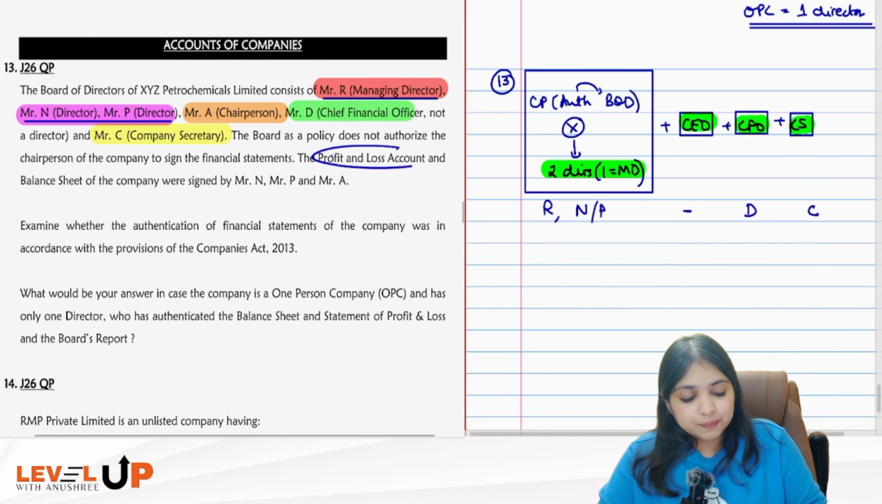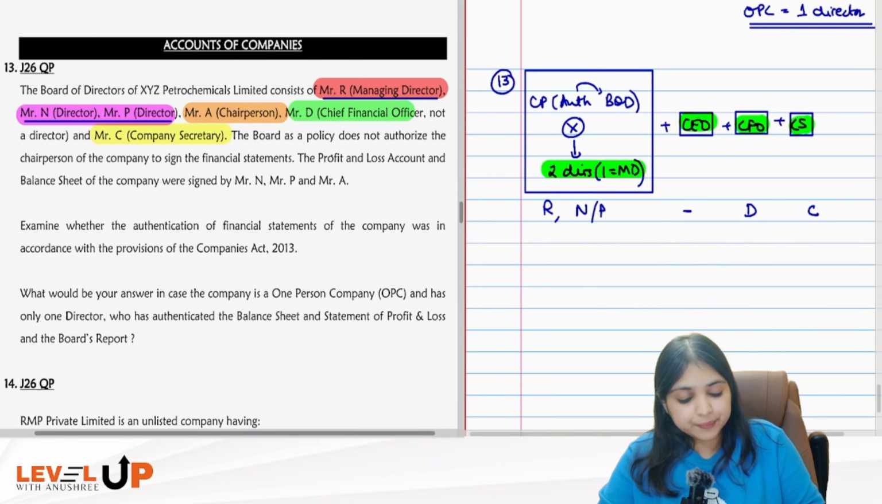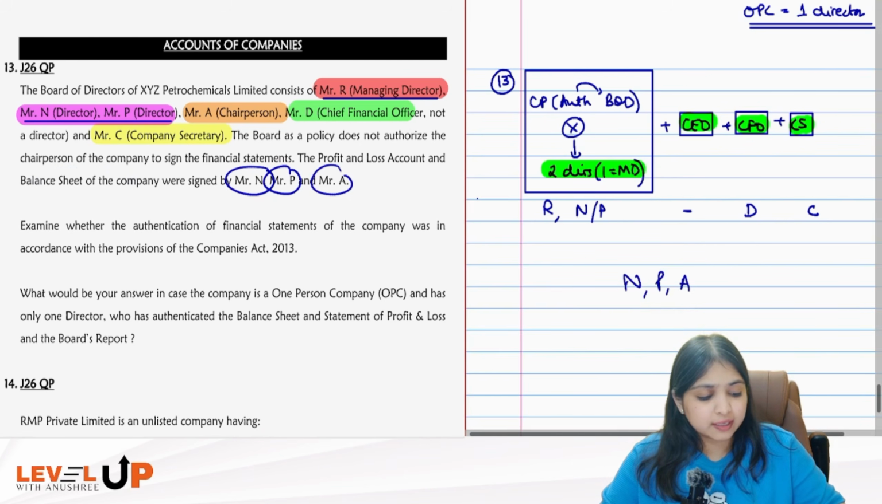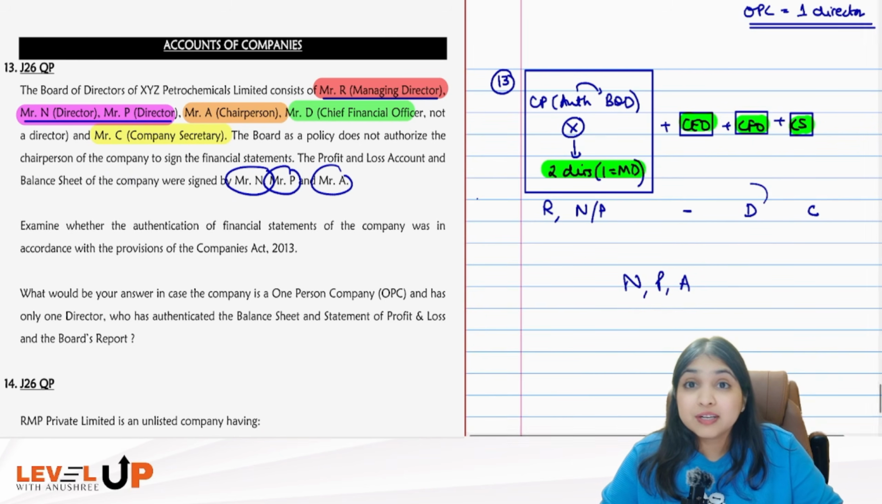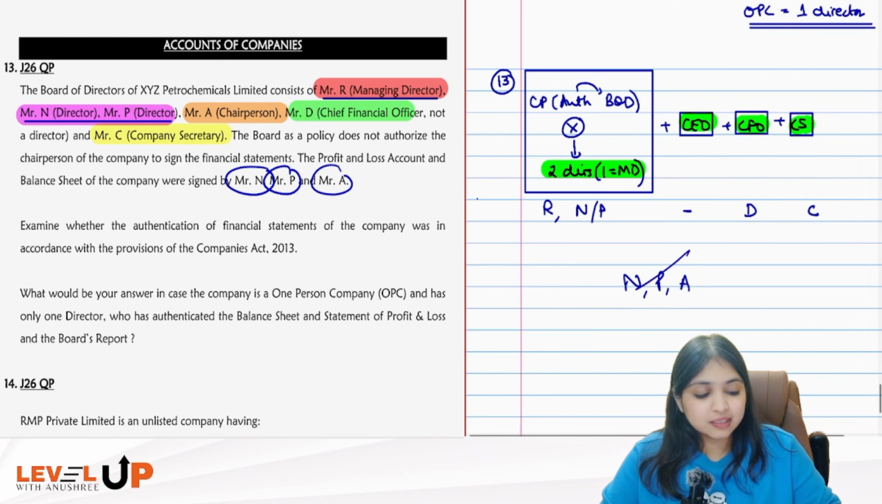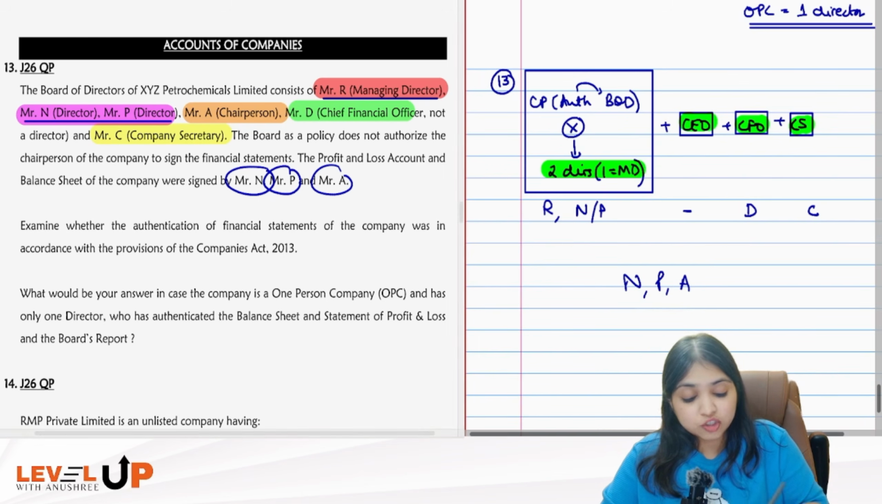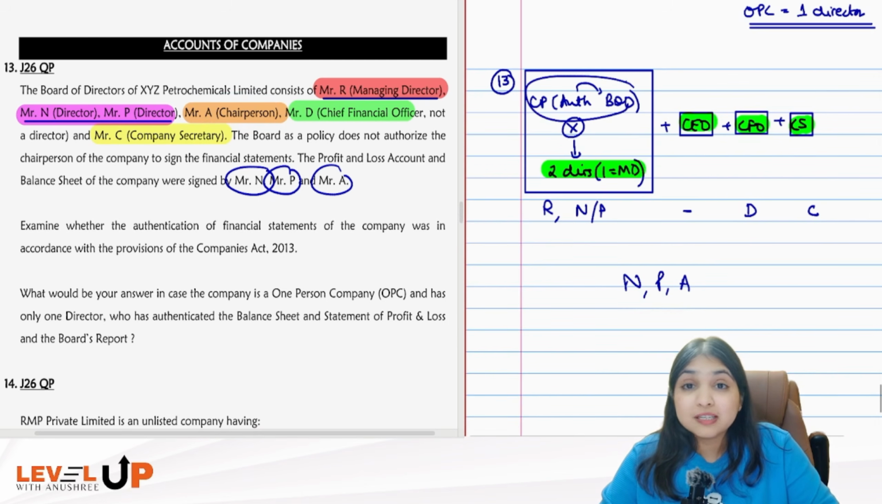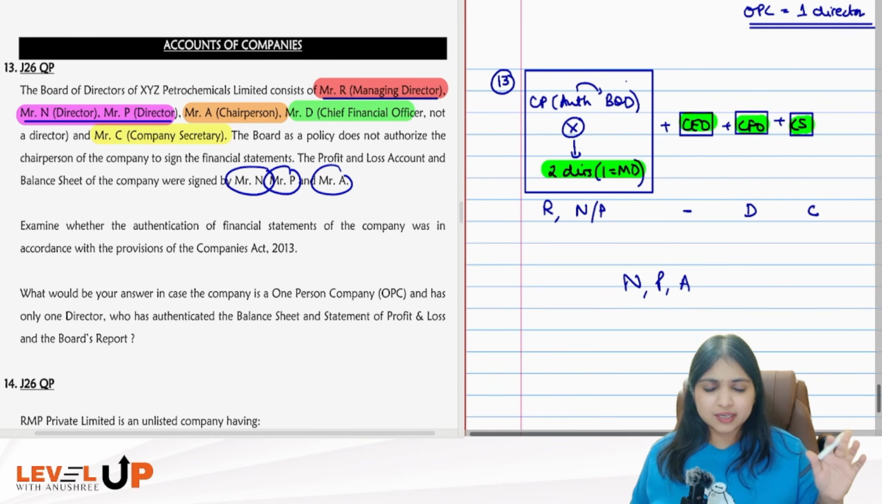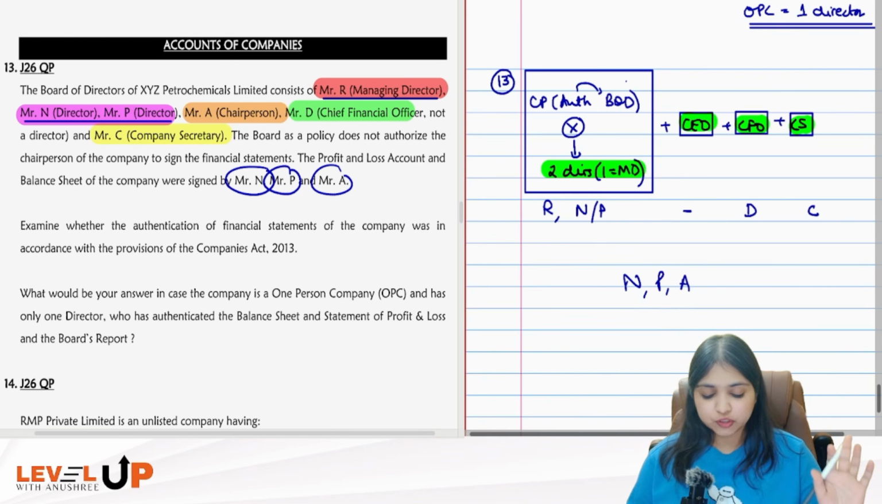The question says the P&L account and balance sheet of the company were signed by N, P and A. Is this correct? No, right? Even D has to authenticate, even C has to authenticate, even R has to authenticate. Only N, P and A, this will be definitely wrong. In fact, A is a chairperson of the company. Chairperson is not even authorized by the board, so the chairperson is not even supposed to authenticate over here. So what the company has done over here is definitely in contravention of the provisions of the Companies Act.